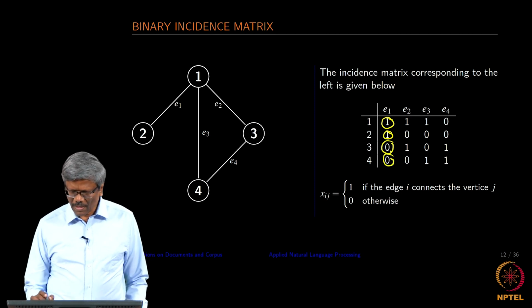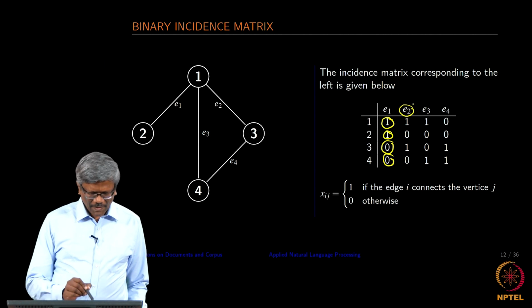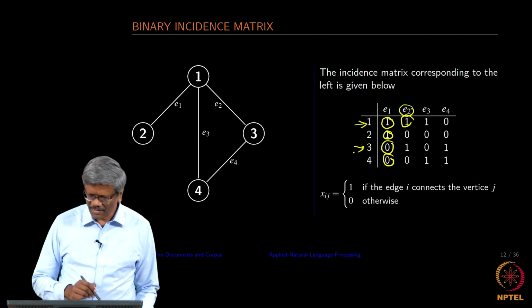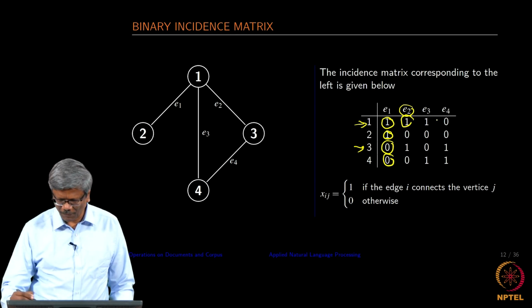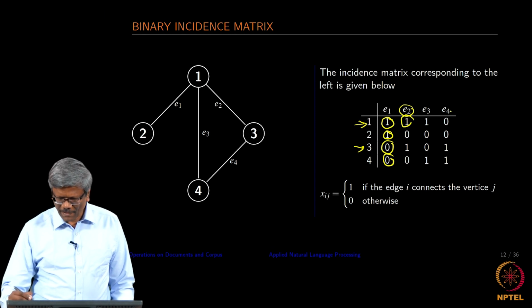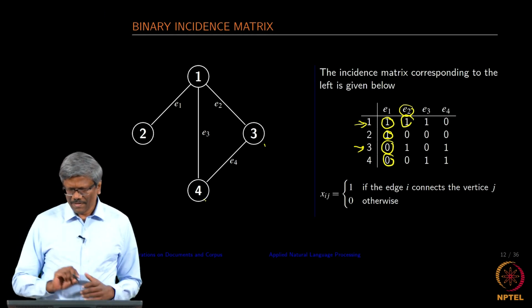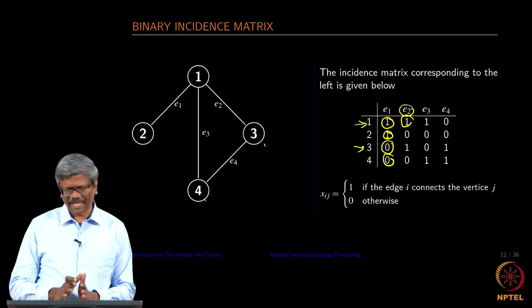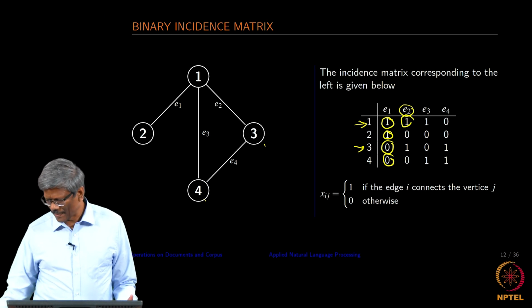In the same fashion, if you look at E2, it connects 1 and 3, so you have a 1 marked for those vertices. Similarly, if you look at E3 and E4, E3 is connecting the vertices 1 and 4, and E4 is connecting the vertices 3 and 4. Now we know what an incident matrix is, and let us see how we can translate this into our corpus.